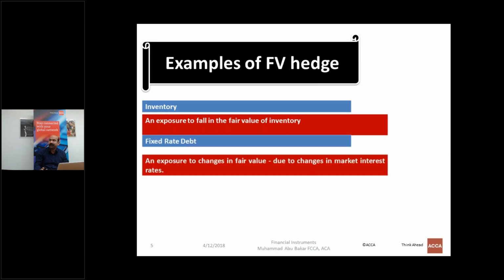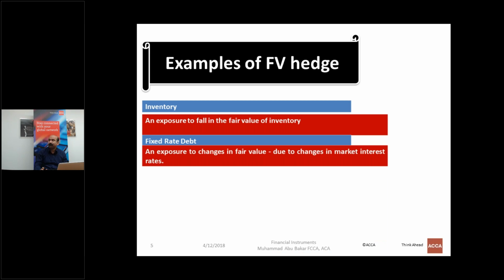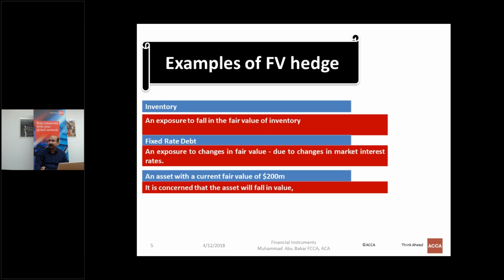Similarly, fixed rate debt: an exposure to changes in fair value due to changes in market interest rate. As I explained with the help of a small example of a bond where 2% per annum is the fixed interest rate, because this is fixed, this is a fair value hedge. Another example: an asset with a current fair value of 200 million, where the concern is that the asset will fall in value, and an unrecognized firm commitment.